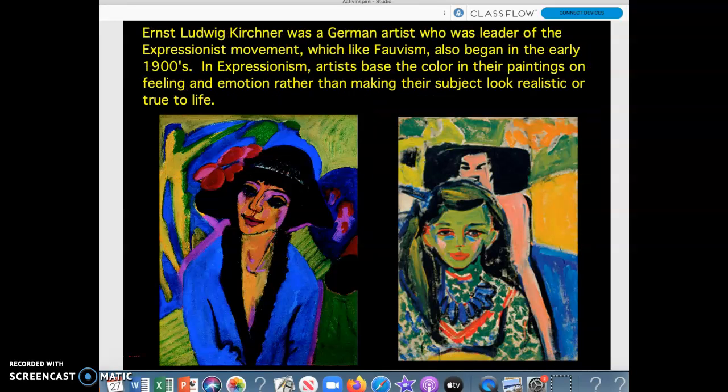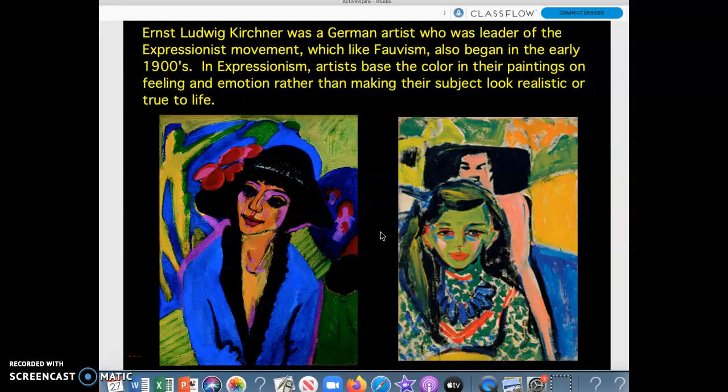And then also in the early 1900s, there was a movement in Germany called the Expressionist Movement. Again, they painted portraits with non-realistic color, trying to express through their portraits a particular feeling or emotion. So we have this girl who's painted in this very bright green color, although green sometimes makes us feel like we're sick.